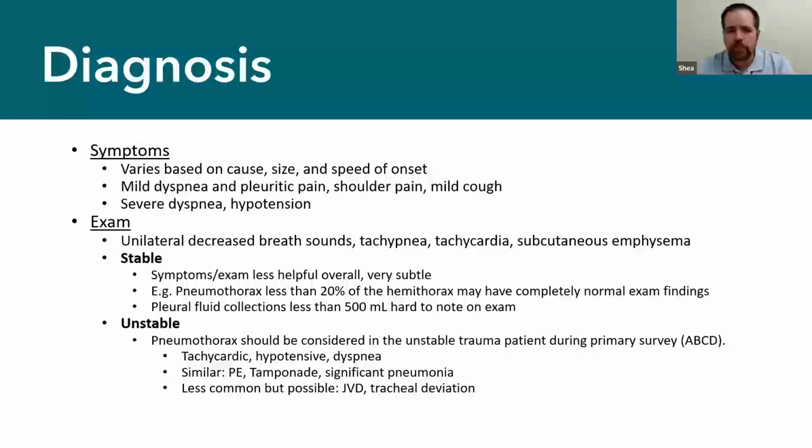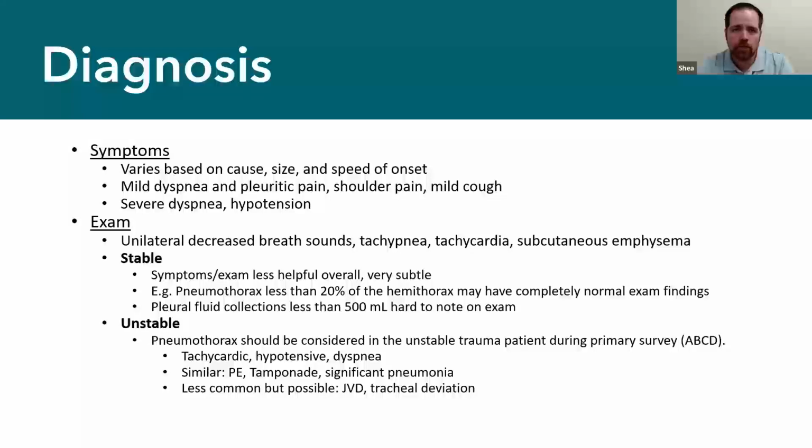So in the stable patient, the symptoms and exam are overall less helpful and maybe very subtle. With a pneumothorax less than 20% of the hemithorax, so that half of the chest, you can still have completely normal lung sounds. So despite the fact that they have a pretty significant pneumothorax, you will probably still hear normal breath sounds, which makes this challenging. Pleural fluid collections, whether that's blood or another fluid, it takes about 500 milliliters, so half a liter, to really detect that on exam. So you can have pretty significant bleeding into the chest, and you may not be able to detect it clinically.